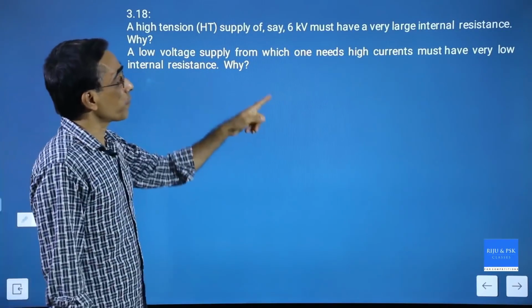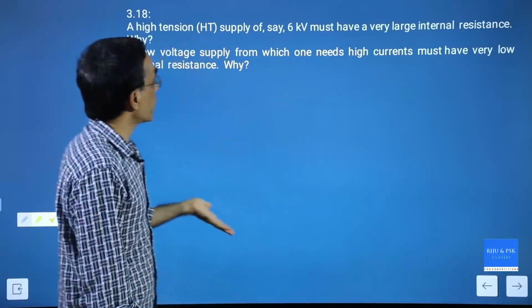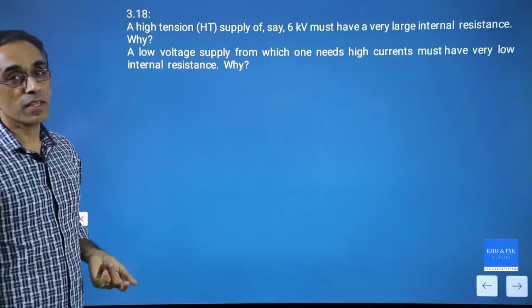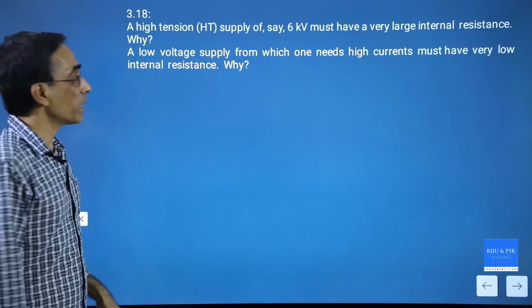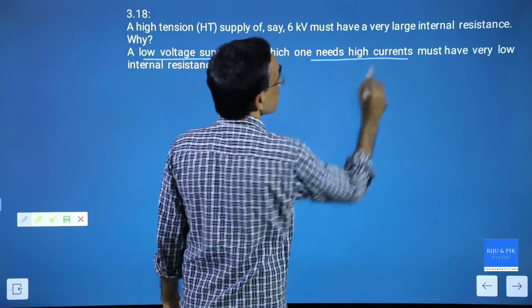A low voltage supply from which one needs a high current must have a very low internal resistance. Why? The answer is there in the question. What is it? You have a low supply voltage, but you need a high current.